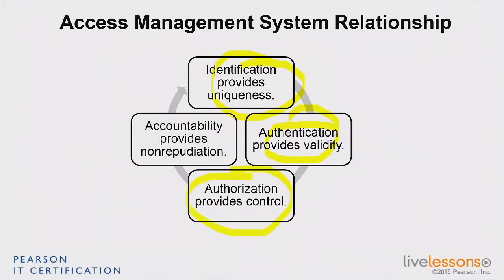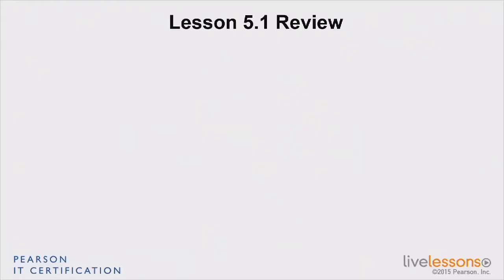Authorization provides control because authorization is the process of assigning rights and permissions to authenticated subjects which allow them to perform or not perform certain actions. And accountability provides non-repudiation. So when we log activities and then we see an authenticated user, we can say that this activity can be traced back to that user.